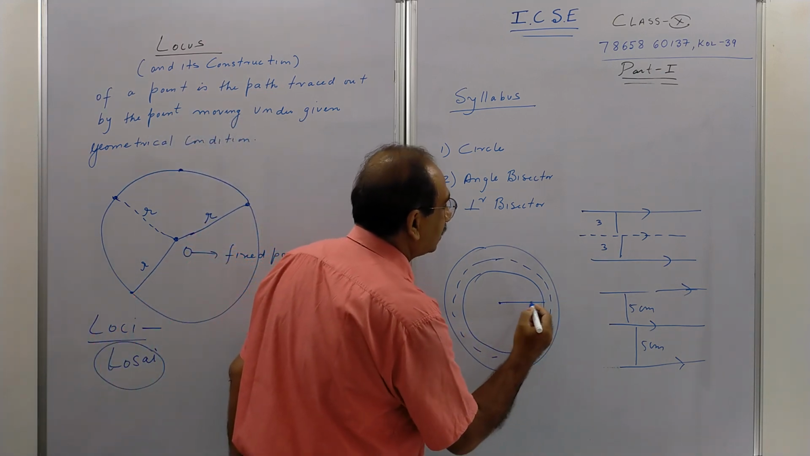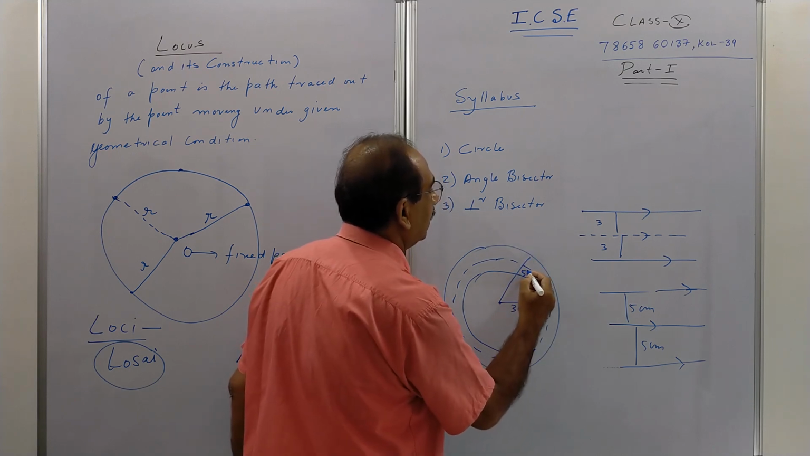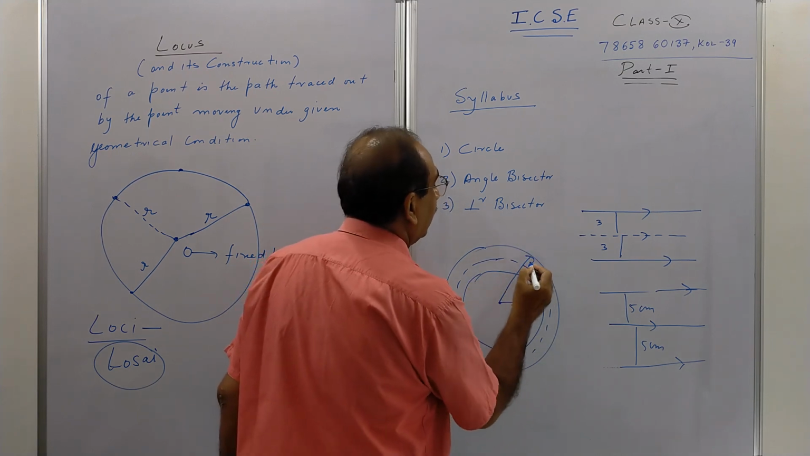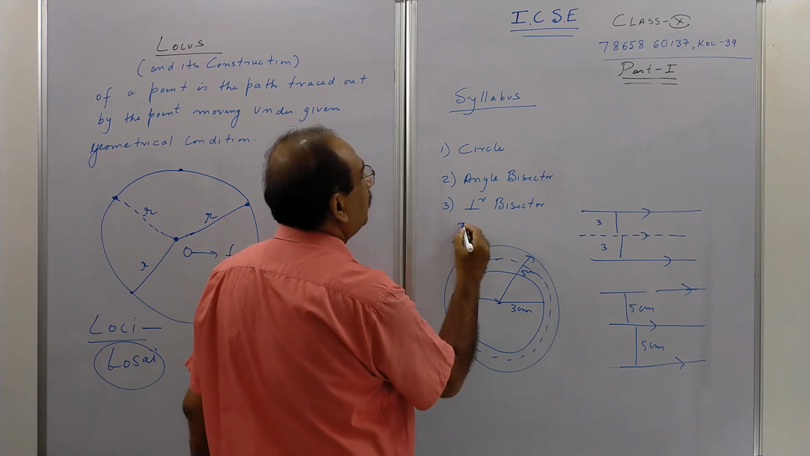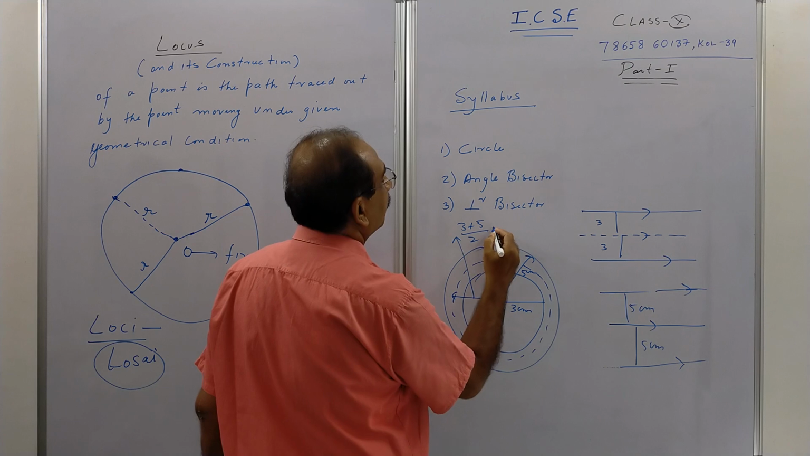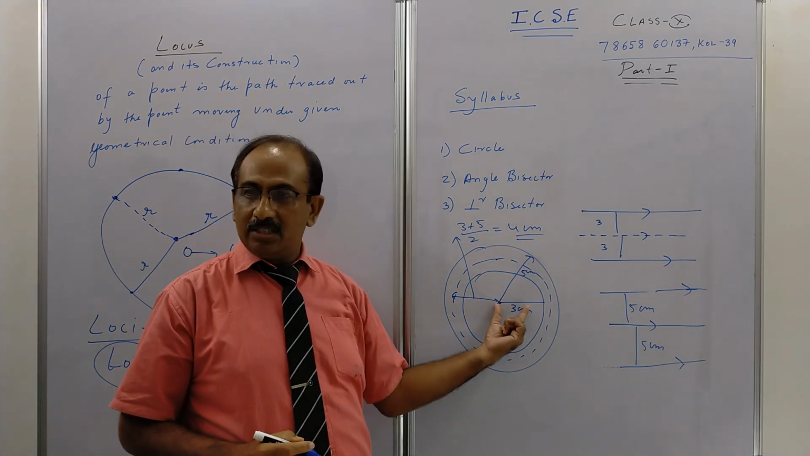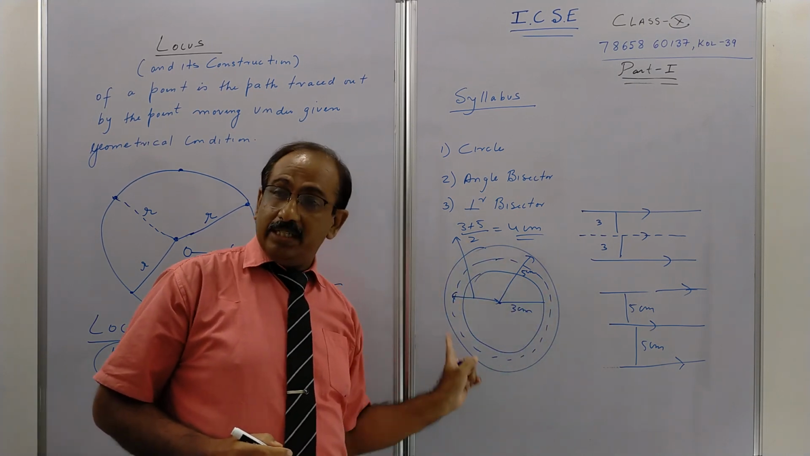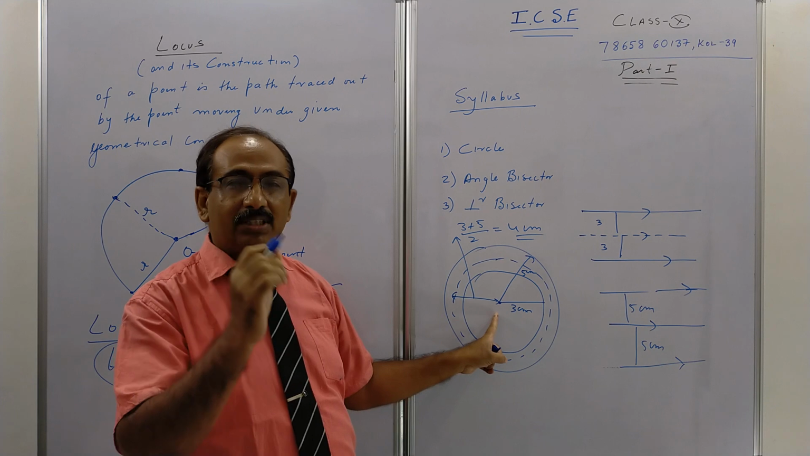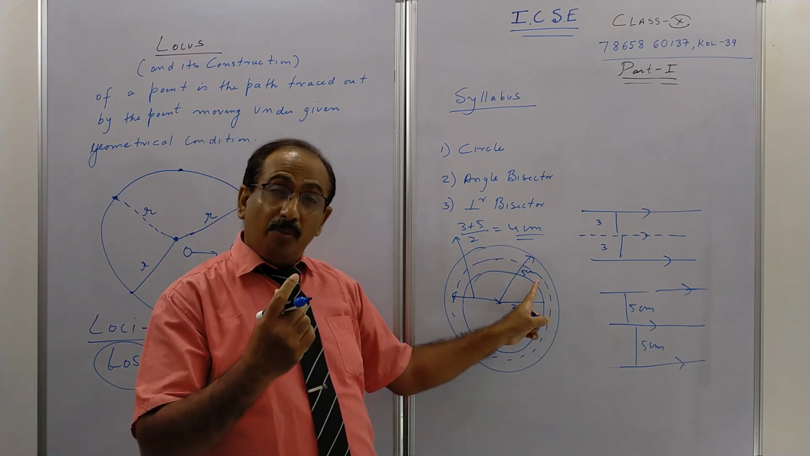Now what about the radius? If the radius of the inside circle is 3 centimeters and the radius of the outside circle is 5 centimeters, then the radius of the circle I have drawn will be the average, 3 plus 5 by 2, which is 4 centimeters. Once more, the radius of the inner circle is 3 centimeters, the radius of the outer circle is 5 centimeters, and they are concentric, meaning they have the same center. You have to find the locus of a point which will be equidistant from both circles.